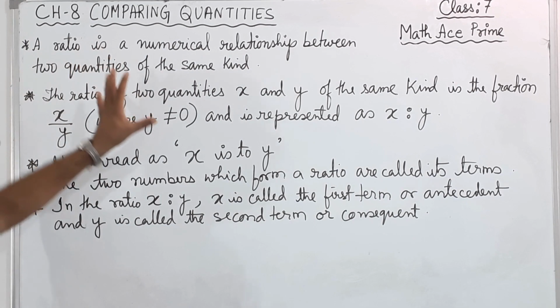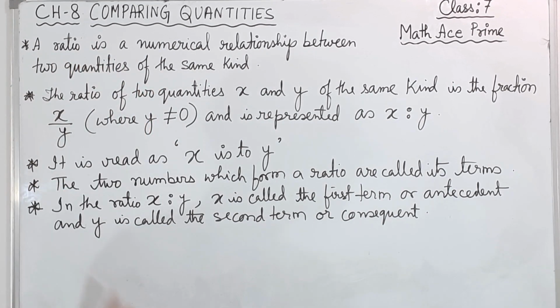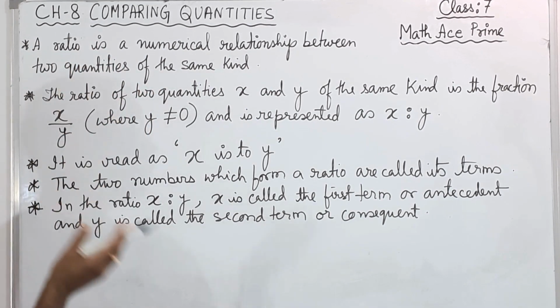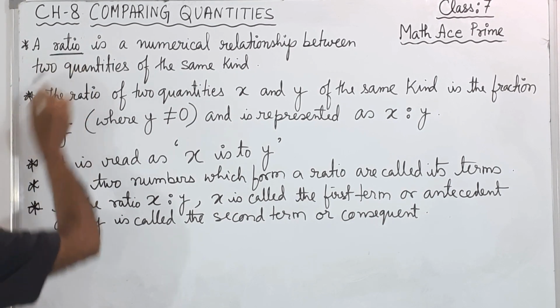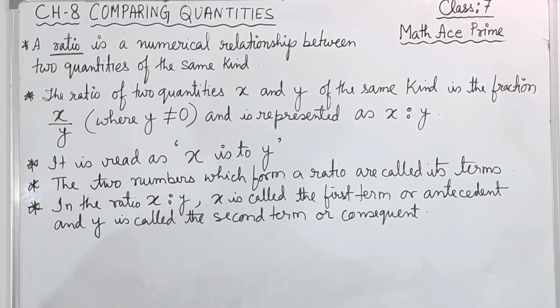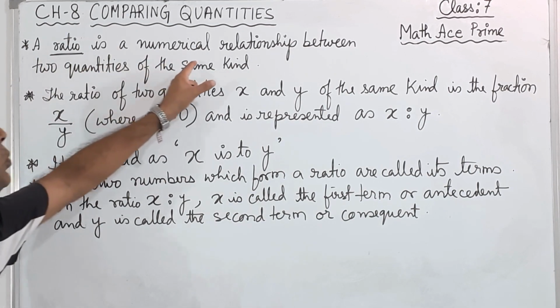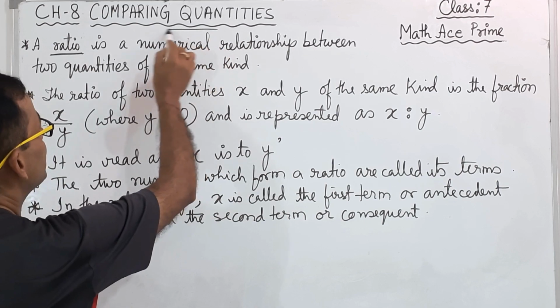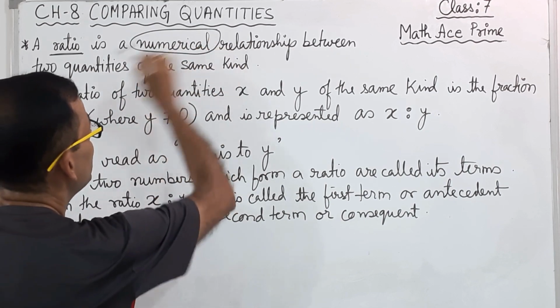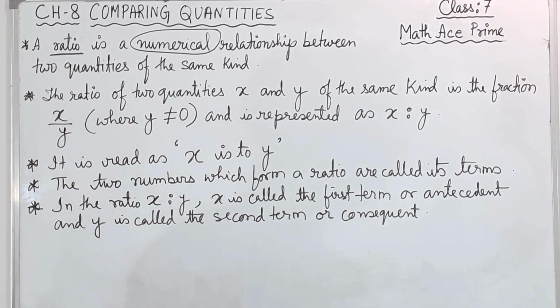So to start this chapter, first I want to highlight what we are going to study today. We are going to study about ratio, okay. So what is ratio? A ratio is a numerical relationship. So it is a relationship. What type of relationship? A numerical relationship. That means with numbers, okay, between two quantities of same kind.